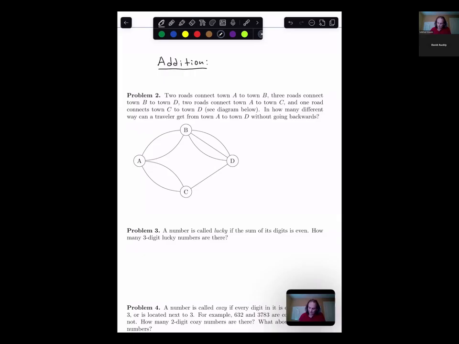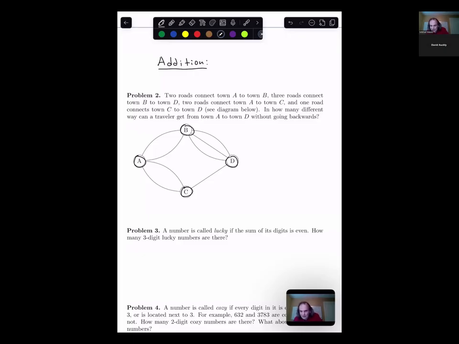We have four towns. We have A, B, C, and D. Those are towns, and they're connected by some roads, like in the picture. So there are two roads from A to B, two roads from A to C, three roads from B to D, and one road from C to D. And the question is, in how many ways can we get from A to D without going backwards? So I don't want to return: if I left A, I don't want to go back to A, right? But I need to get to D. How many ways can we do that?